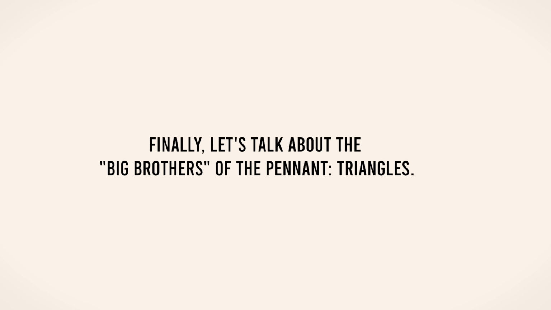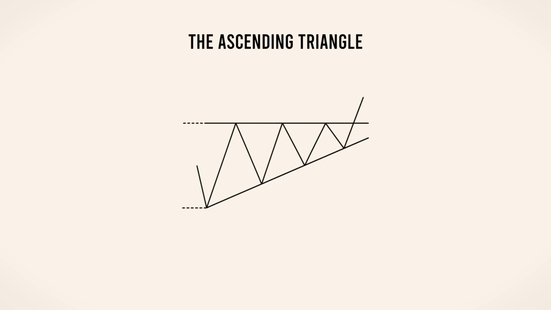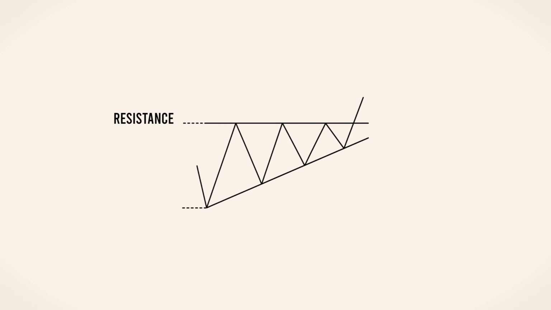Finally, let's talk about the big brothers of the pennant, triangles. The ascending triangle. This pattern has a flat top, horizontal resistance, and a rising bottom, higher lows. This shows that while sellers are parked at a certain price, buyers are getting more aggressive on every dip. They aren't waiting for lower prices anymore. Target: measure the height of the widest part of the triangle and add it to the breakout point.